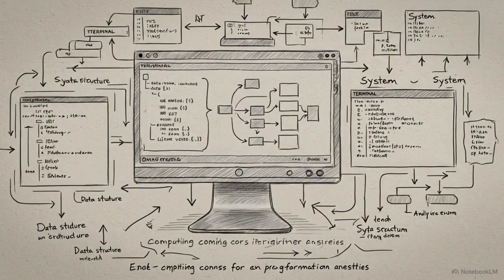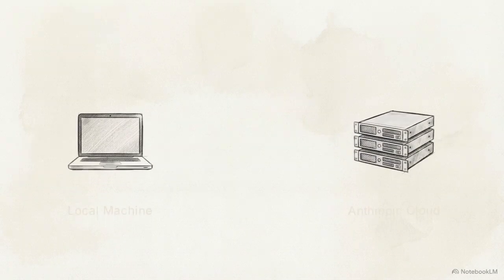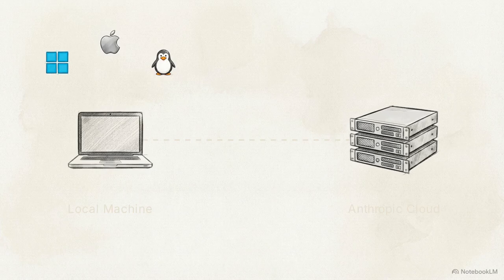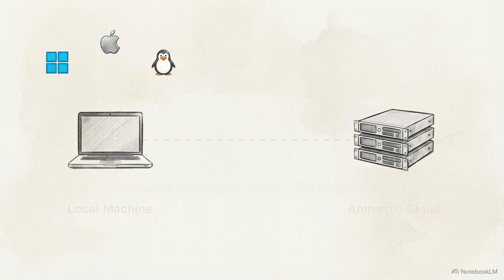This animated diagram illustrates how the system operates across a strict divide between your local machine and remote Anthropic servers. On the local side, the requirements are lightweight. You only need a basic command line interface running on Windows, macOS, or Linux. The heavy computational lifting of the AI reasoning happens entirely on the server side. To process commands, those servers require an active Anthropic subscription tier or API access.